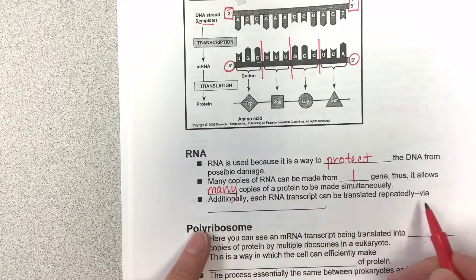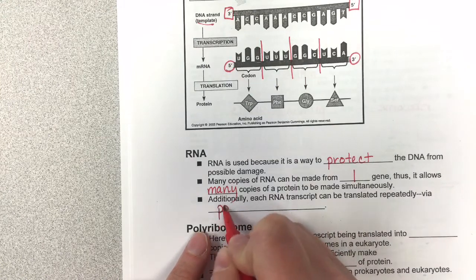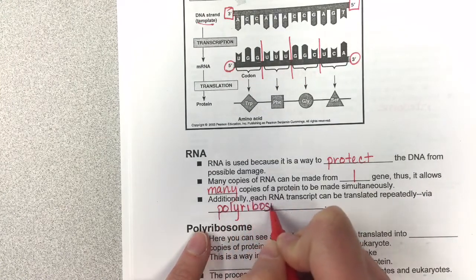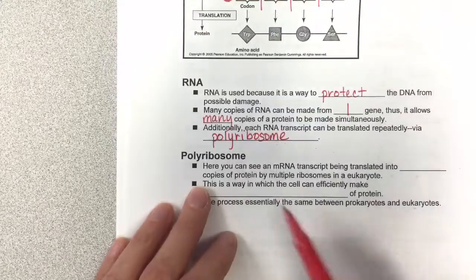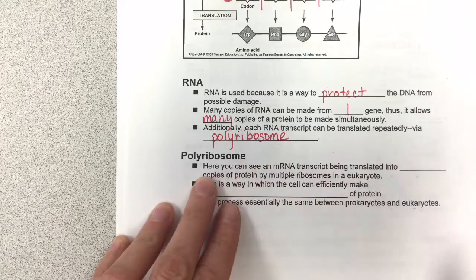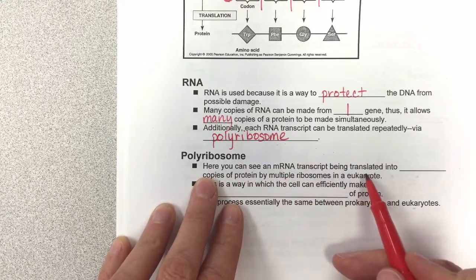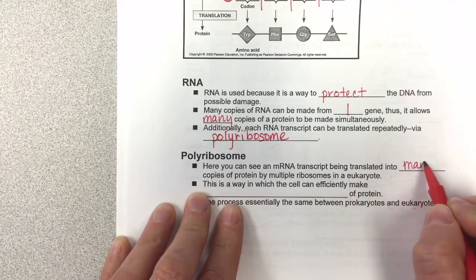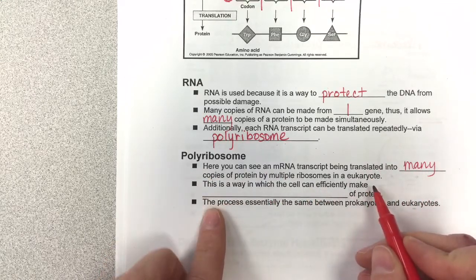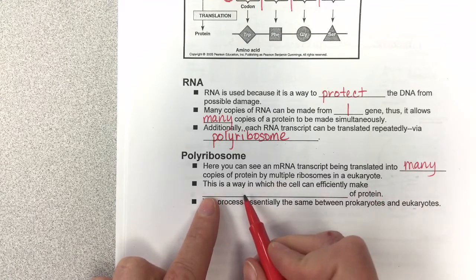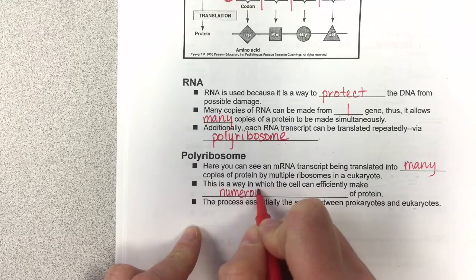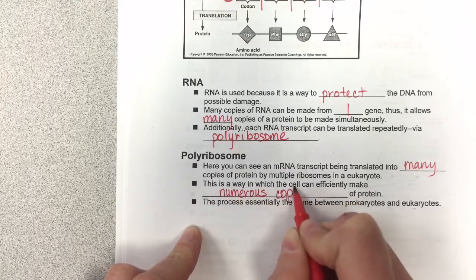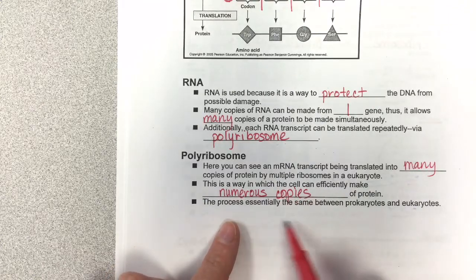Each RNA transcript can be translated repeatedly via a polyribosome. Poly means many, ribosome, so we're using many ribosomes. So what is a polyribosome? Here, meaning we're going to look at a picture in just a minute, you can see an mRNA transcript being translated into many copies of a protein by multiple ribosomes in a eukaryote. This is a way in which the cell can efficiently make numerous copies of proteins. This process is essentially the same between prokaryotes and eukaryotes.